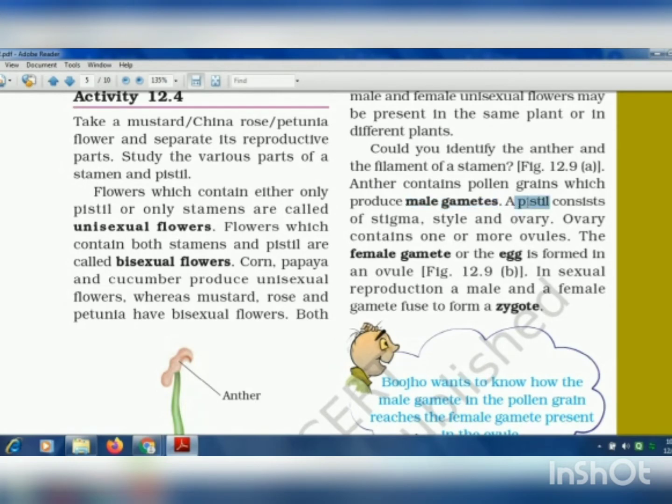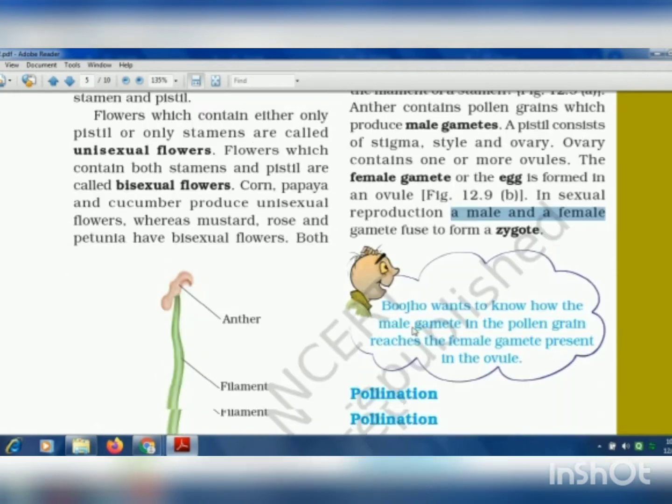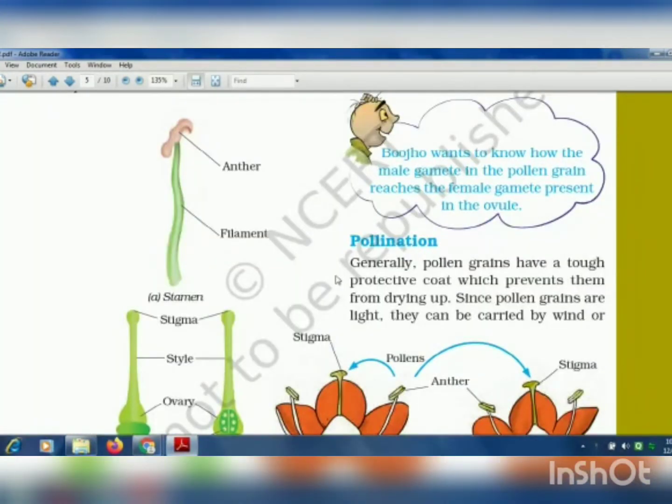Now, similarly, the pistil is the female part. It contains the stigma, style, and ovary. Inside the ovary, it has one or more ovules. And the ovules produce the female gamete, or the egg. Now, when the male gamete and the female gamete come in contact with each other, they fuse and form a zygote.